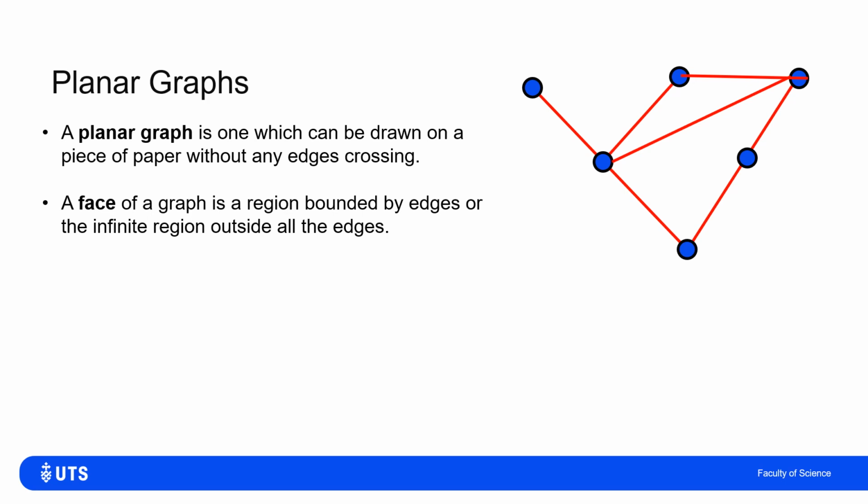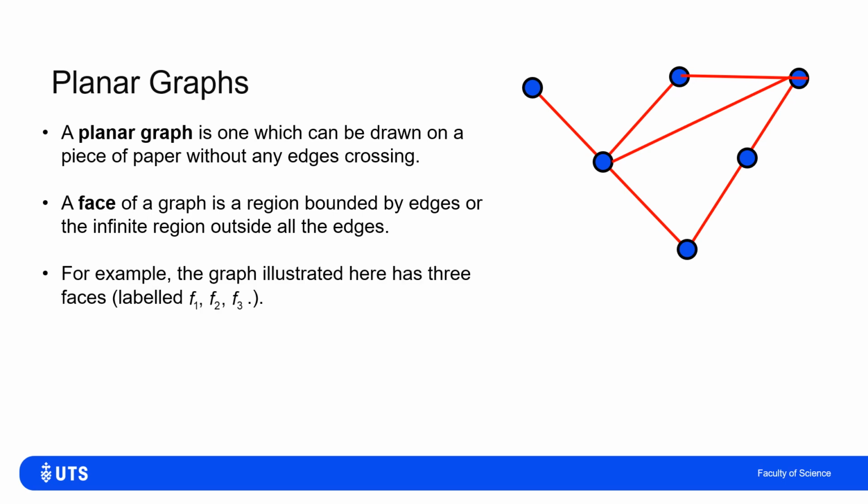From this, we've got the definition of a face. A face of a graph is a region bounded entirely on all sides by edges, or potentially bounded on the infinite region outside the edges. So here we would say there are three faces.